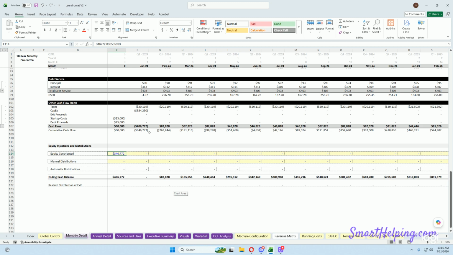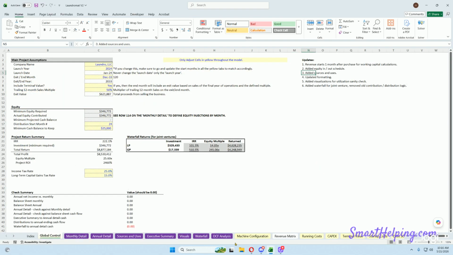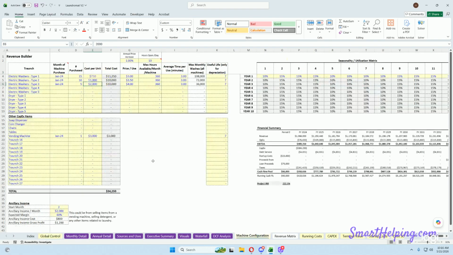If you have some burn, let's say you have some running costs and things before you get going. Let's say you had these starting in March, in June.